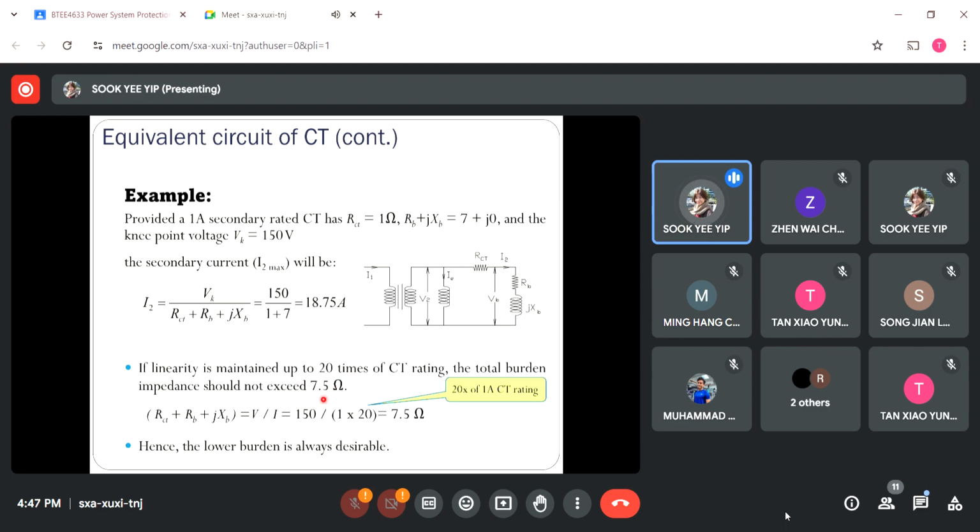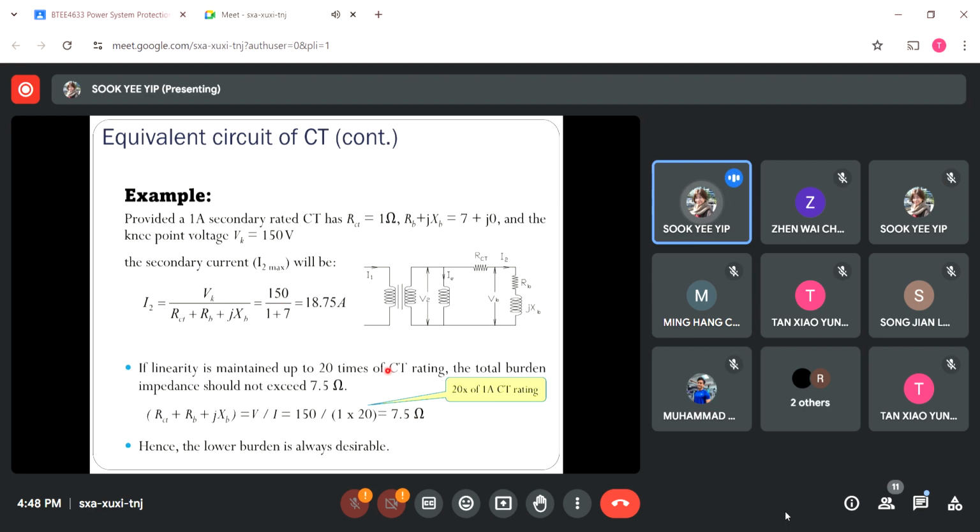So how can I actually get this value? It's the same, also based on Ohm's law. In order to get the burden value based on Ohm's law, I know that the maximum voltage will be the knee point voltage, which is 150 volts, at the secondary side. I will need to divide by the current flow. In this case, it's 20 times the rated current at the secondary side, which is 20 amps. So 150 divided by 20 amps. So the burden that can be attached at the secondary side in this situation is only up to 7.5.